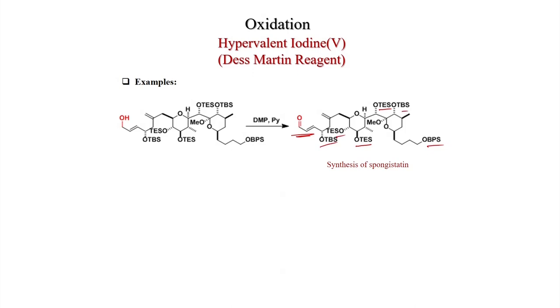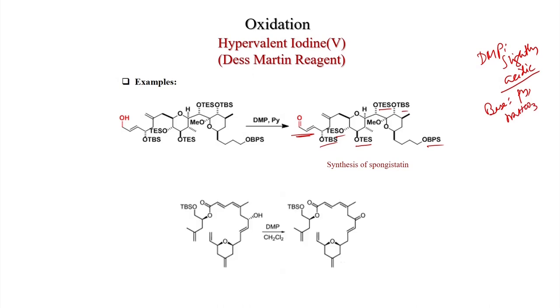So, Dess-Martin periodinane is very mild, and you have to use pyridine because Dess-Martin periodinane is slightly acidic. So, sometimes you have to use a base like pyridine or sodium bicarbonate with Dess-Martin periodinane to make the solution neutral.